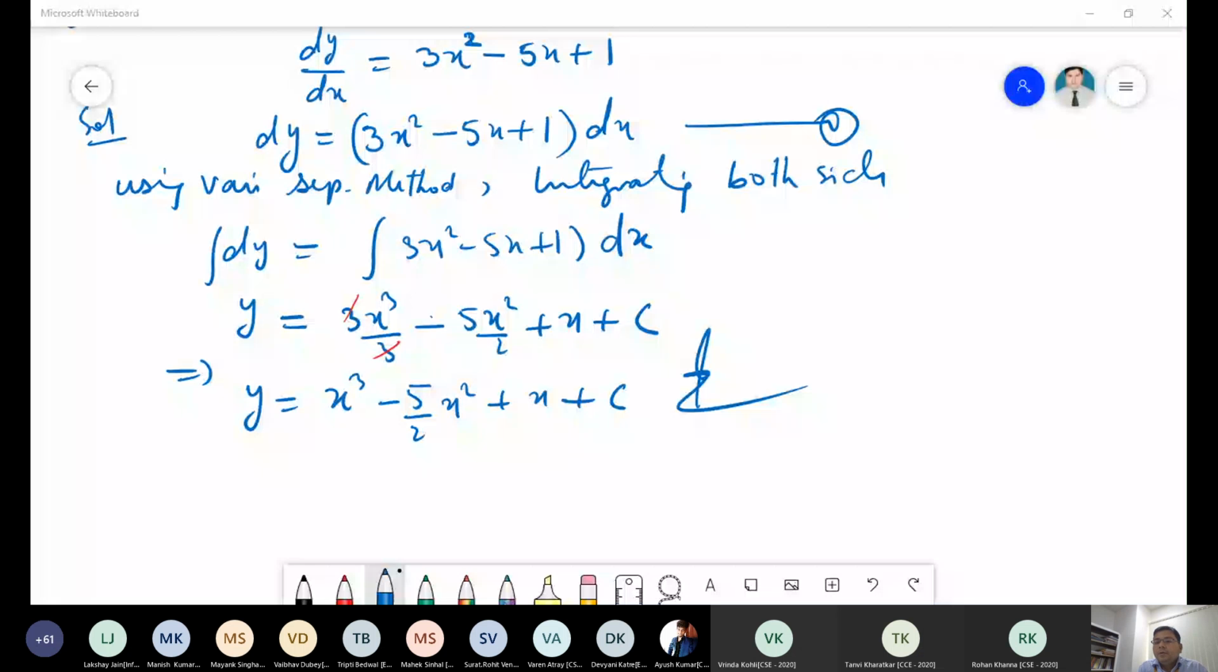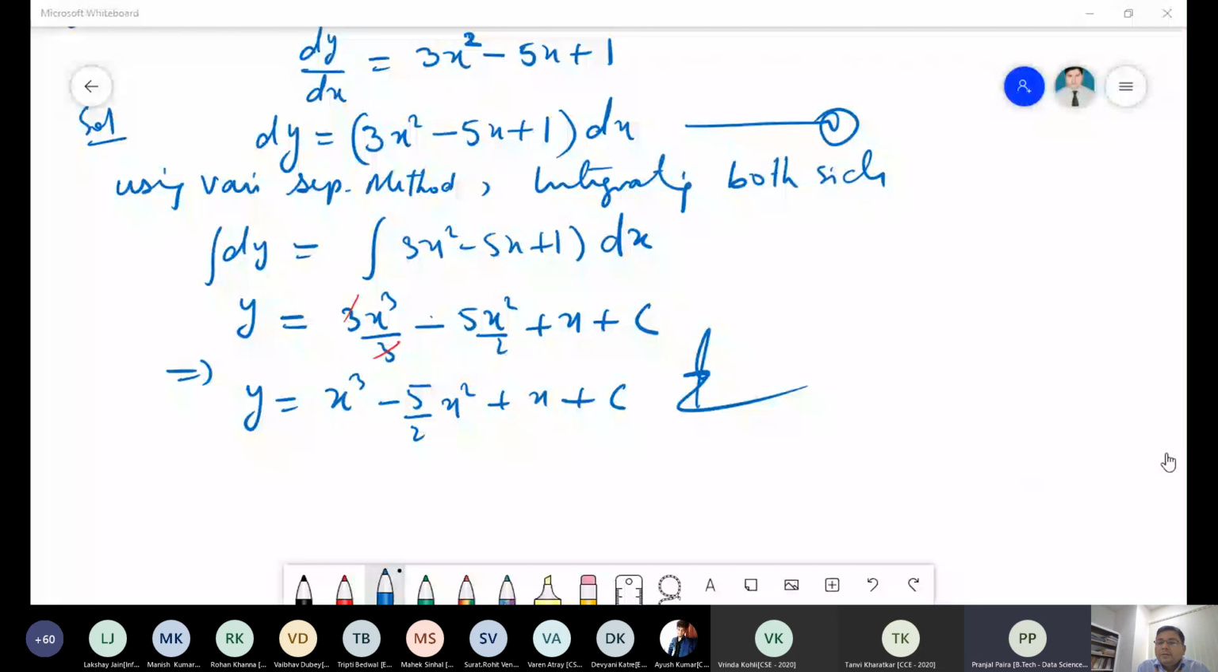Yes, sir. Okay. So Pranjal, tell me, this solution that I have obtained using the variable separable method, is it a complete solution or a particular solution? Not complete, but we need to find the value of c. So is it a general solution or a particular solution? General solution. Okay, are you sure? Particular solution. Sorry, sir.